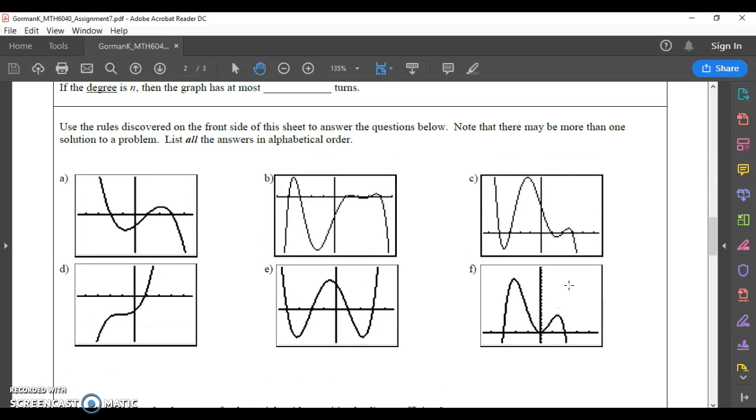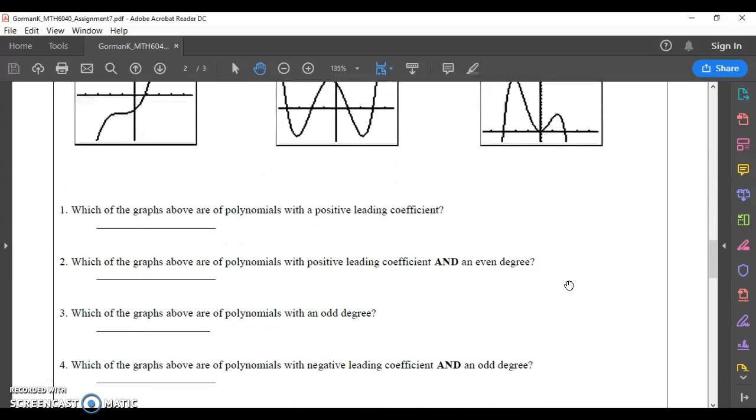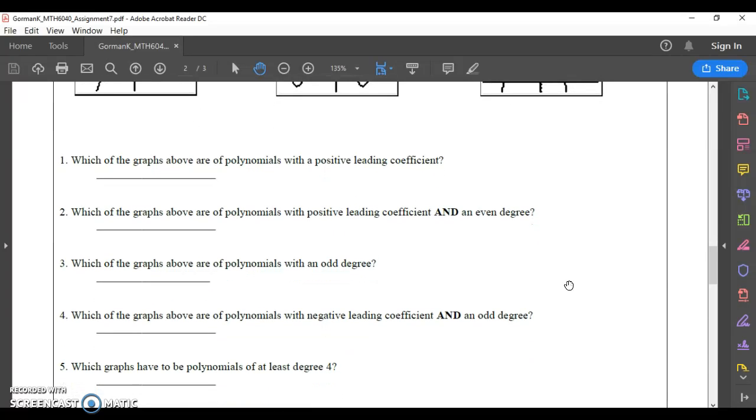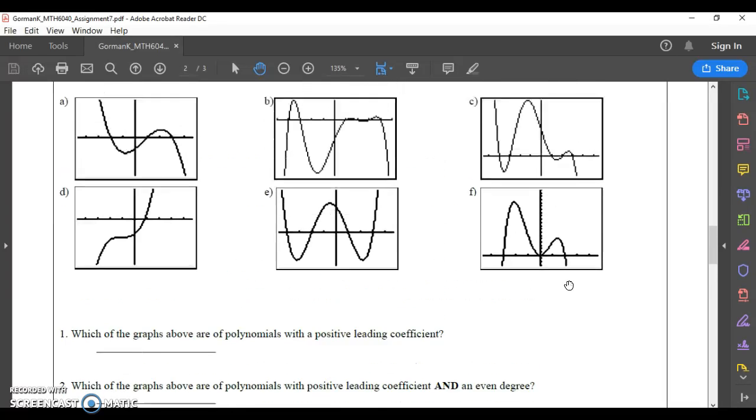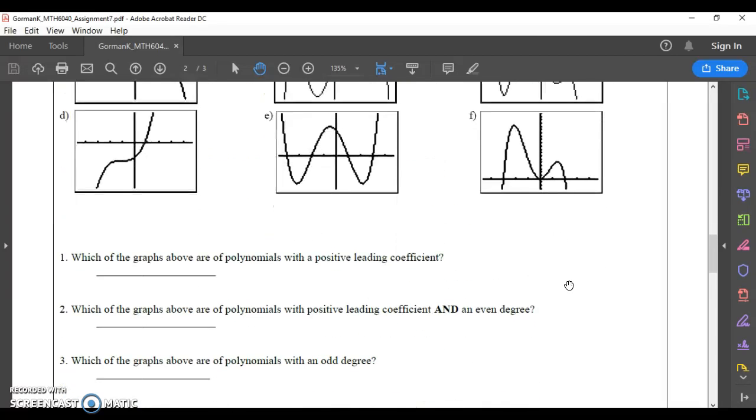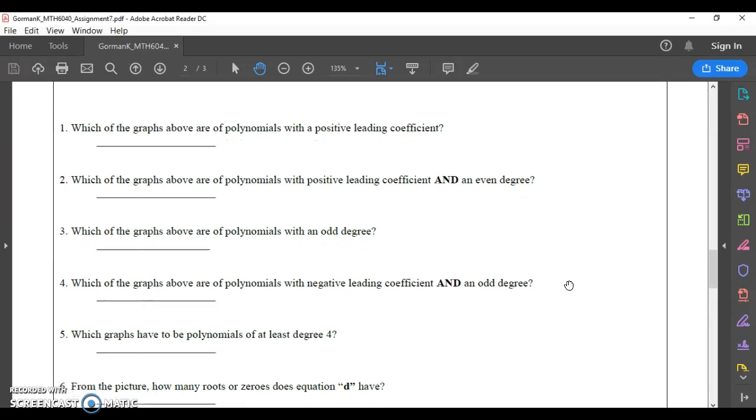Okay, then they'll go through some extra problems, matching the graph with which ones have a positive leading coefficient, negative, odd degree, even degree, and then a combination of the two. So they'll be matching these 6 graphs to each of these questions.